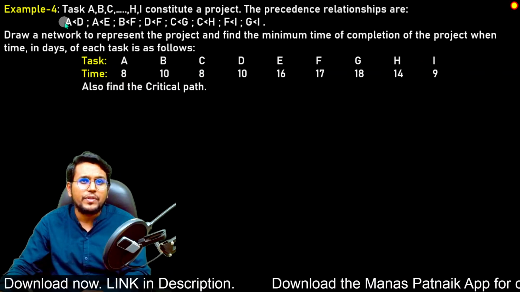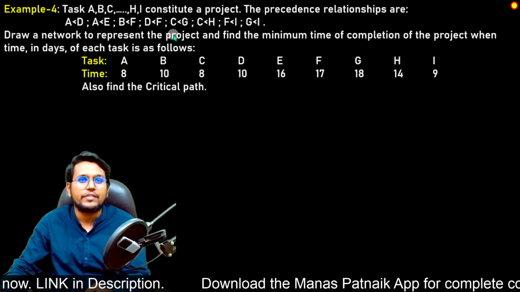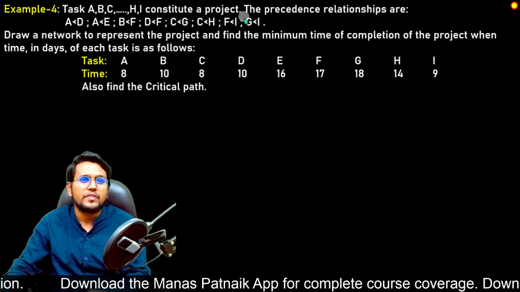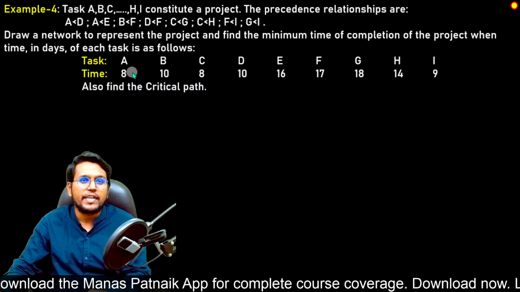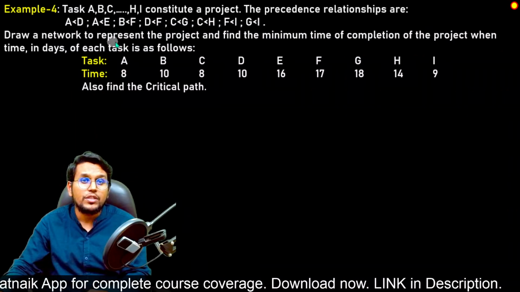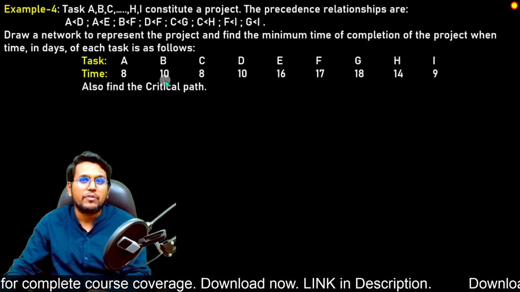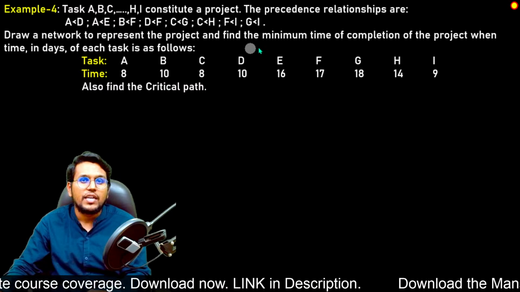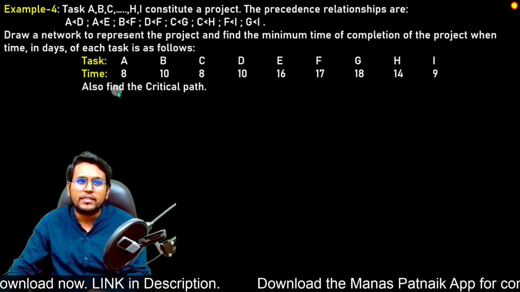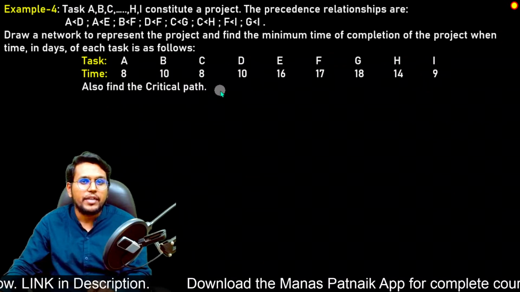So this is the question: tasks A, B, C, D up to H and I, and this is the precedence it has shown, and the time of each activity is given. We need to draw the network and find the minimum time of completion of the project in days. Actually it is the minimum possible through the critical path. Also find the critical path.